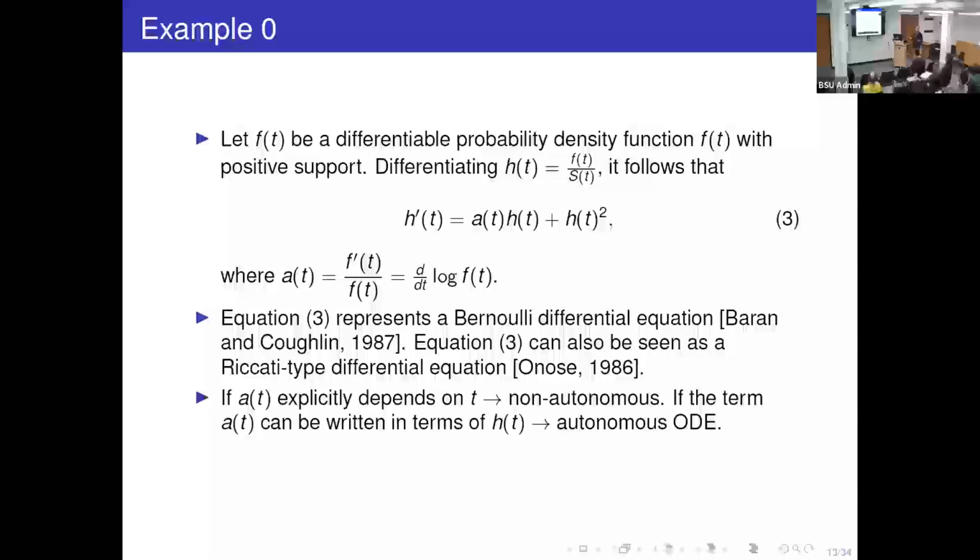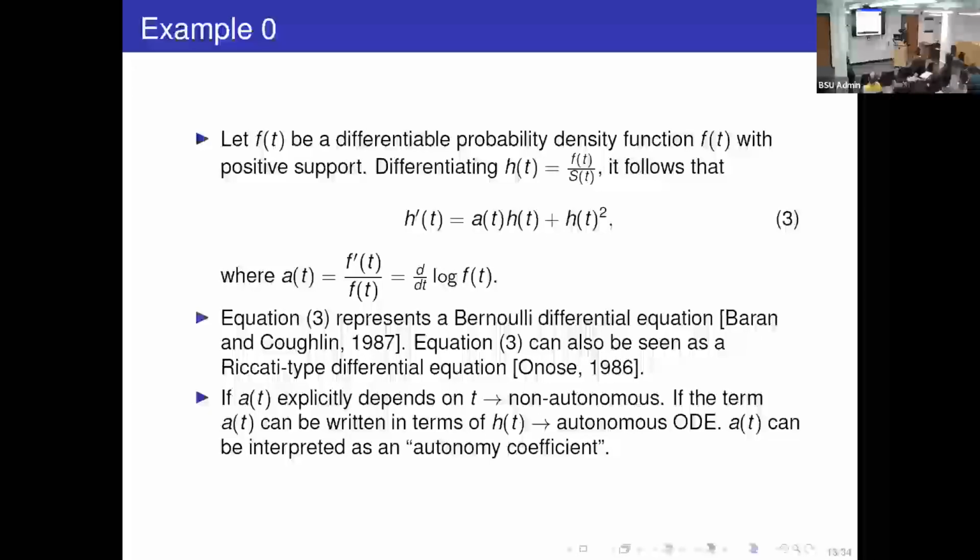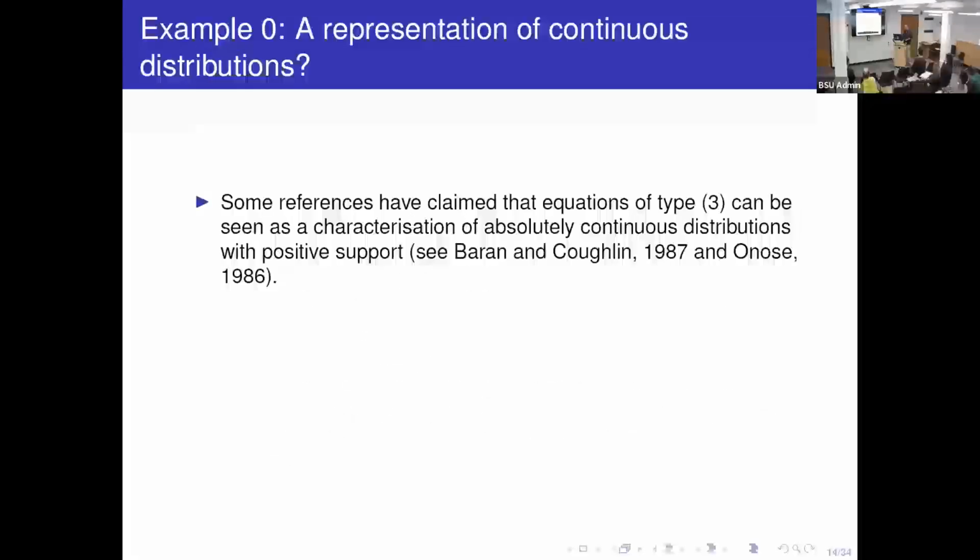So this function A represents a sort of autonomy coefficient that basically separates distributions into two: the ones that lead to autonomous ODEs and the ones that lead to non-autonomous ODEs. So it's very tempting to think about this equation as a characterization of distributions. And that's exactly what they did. These papers claim that they have produced a new characterization of distributions based on ODEs.